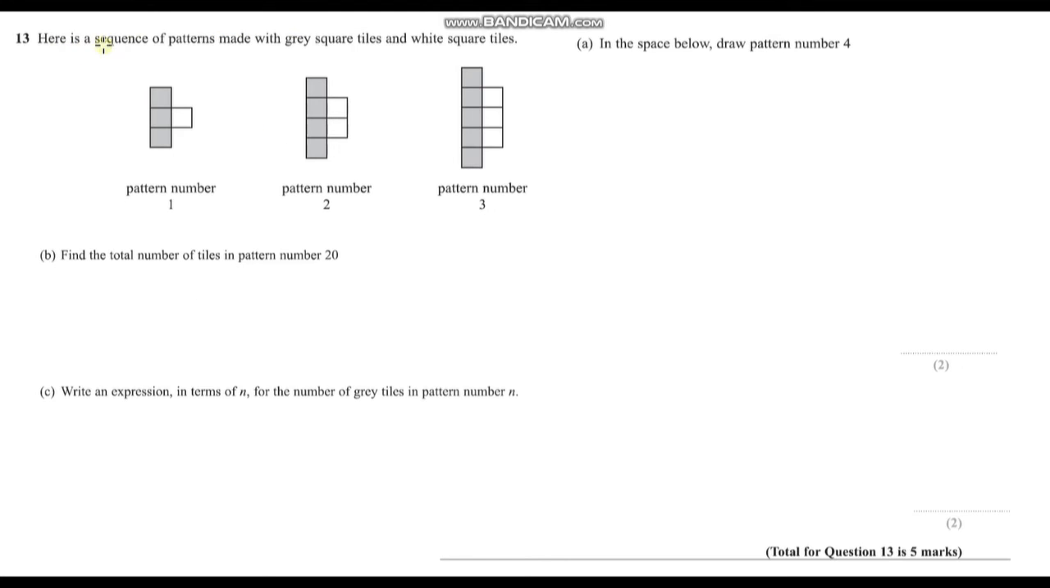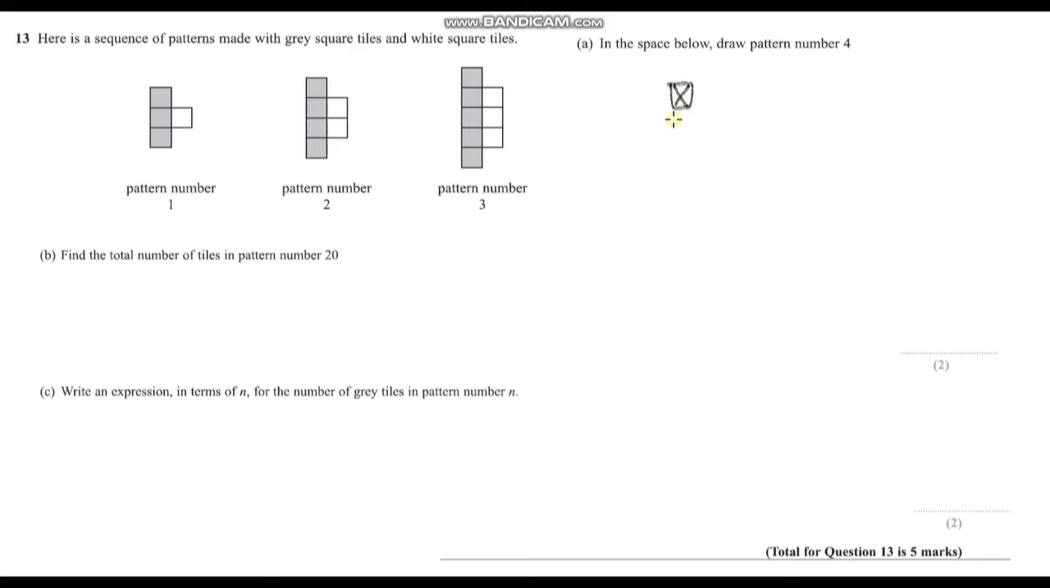Question 13. Here is a sequence of patterns made with grey square tiles and white square tiles, which we can see here. The first part says, in the space below, draw pattern number 4. So we can see pattern 1, 2 and 3. So let's first of all focus on the grey tiles. We've got 3 in pattern number 1, and then 4, and then 5. So if we continue the pattern, we're going to have 6 grey tiles.